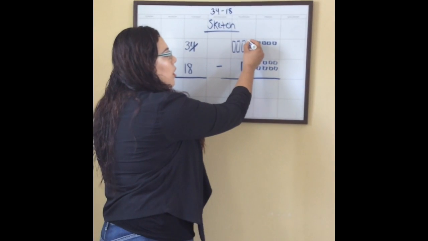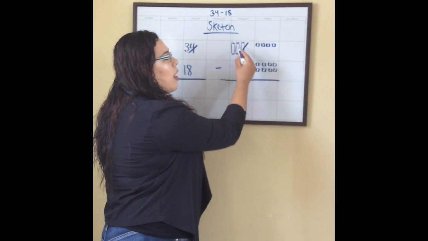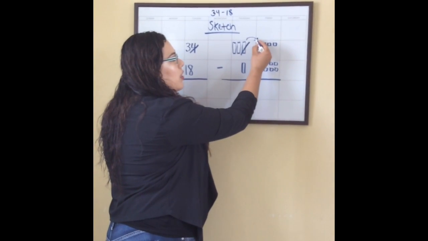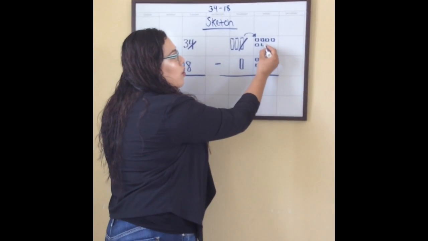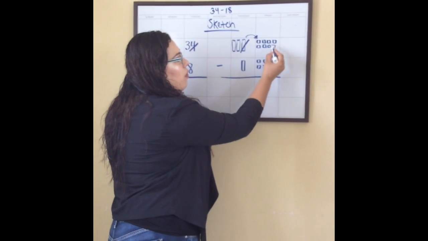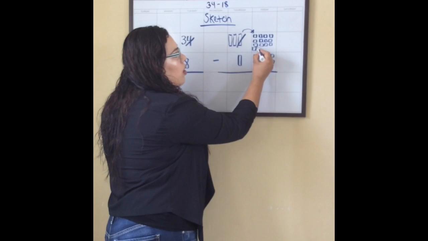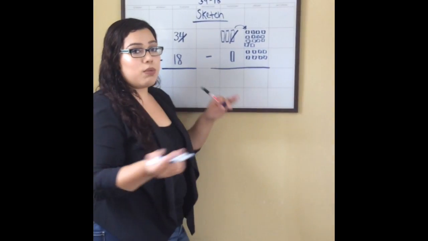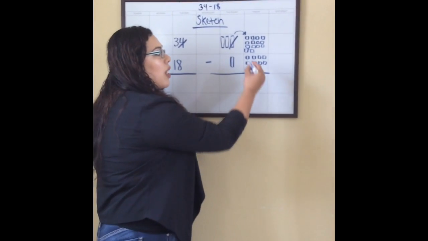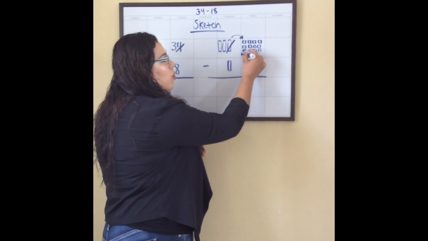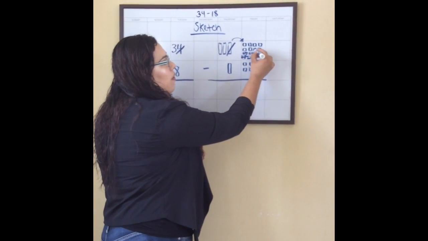We're going to cross out one of these 10s and break it apart, bring it over to this side and put 10 new little units over here. 4, 5, 6, 7, 8, 9, 10. Okay, so now we can subtract 8. Now we're just going to have to cross out 8. 1, 2, 3, 4, 5, 6, 7, 8.